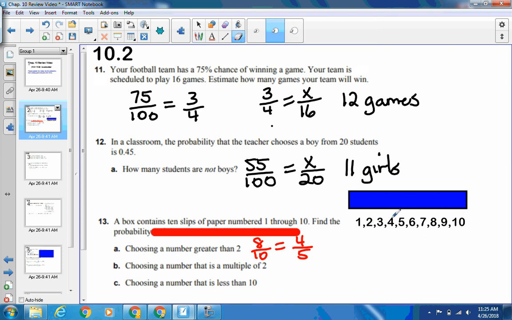For B, we're choosing a multiple of 2. So for this, let's identify our multiples of 2: 2, 4, 6, 8, and 10. So that's 5 out of 10. Simplify that, and you get 1/2. And for C, we're choosing a number less than 10. So the only one on our list that wouldn't be included is 10. So that leaves 9 out of 10.